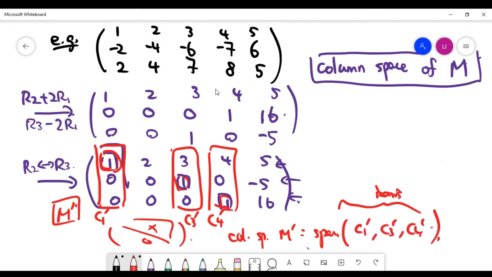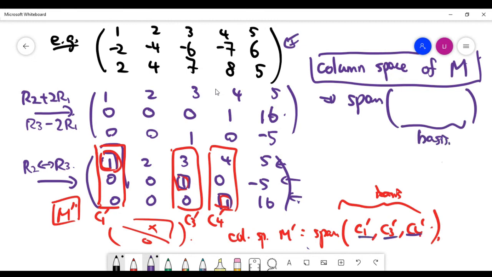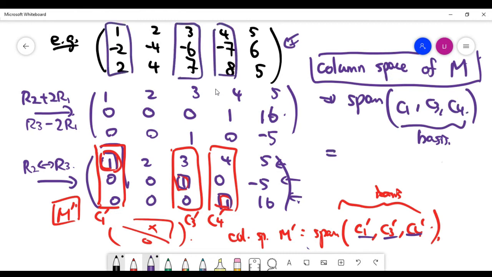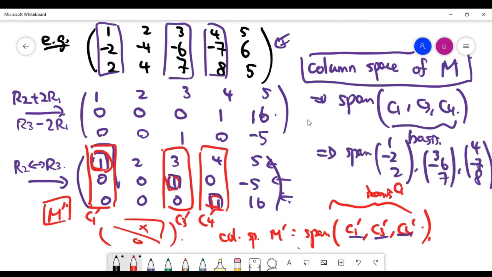And by using this fact, we can go back to the original matrix. So it basically means the column space of the original matrix is spanned by a basis which contains three column vectors, basically C1, C3, and C4. And if you look at the original matrix, C1 is here, C3 is here, C4 is here. Basically, I can use the basis as C1, C3, and C4 like this.